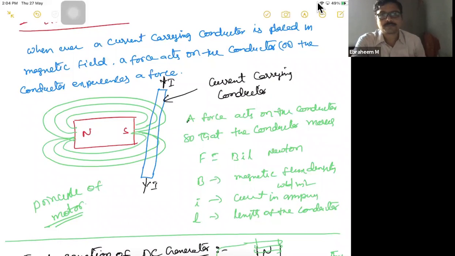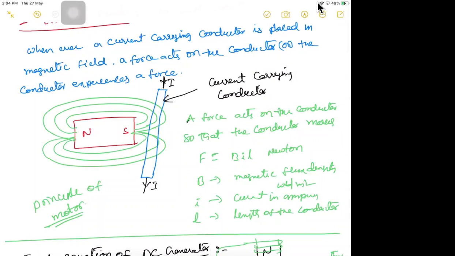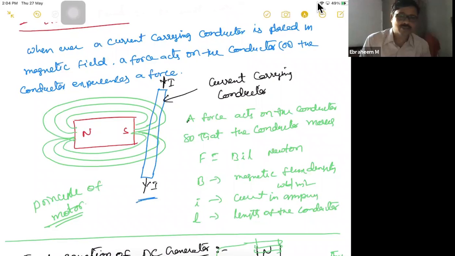What conductor is shown here? Sorry, here it is for a motor. We are passing current through this conductor, and that conductor is placed in the magnetic field. So electrical energy is converted into mechanical energy in the presence of the magnetic field. That is the principle behind the motor.